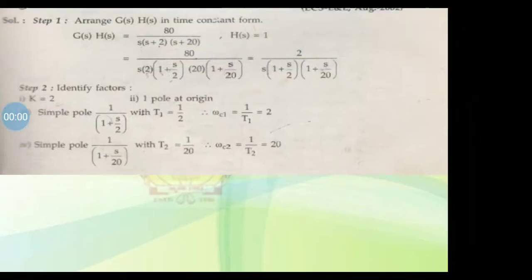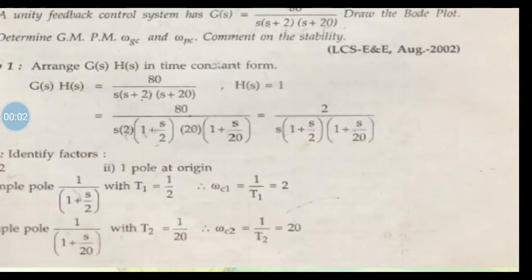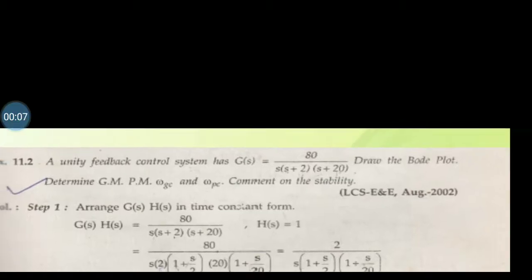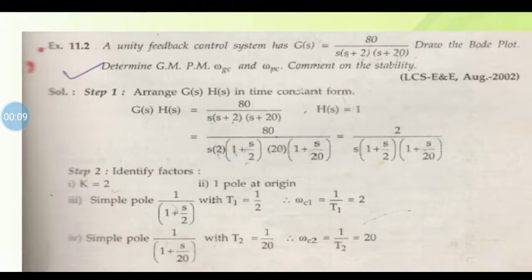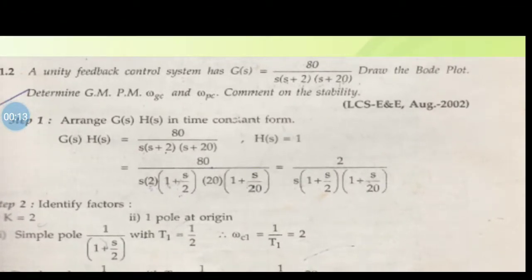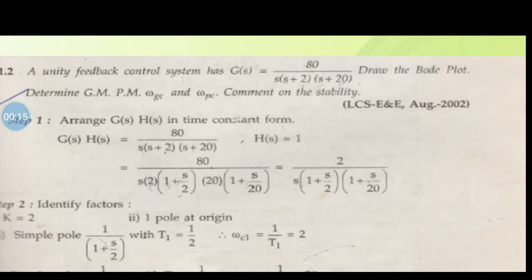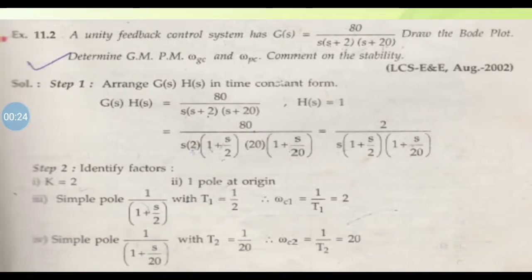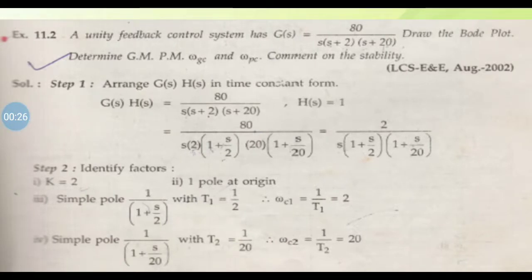So students, in this lecture, we'll take one more problem. What is the statement of the problem? A unity feedback control system has G(s) = 8 divided by s into bracket (s + 2) into (s + 20). Draw the Bode plot. Determine gain margin, phase margin, omega gc and omega pc.